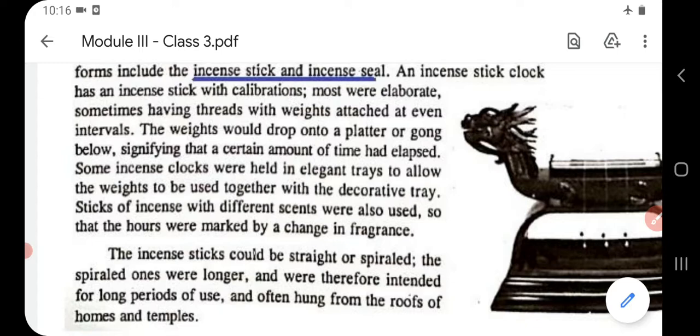Now, incense sticks with different scents, that is, with different smells, can also be used, so that the hours were marked by the change in fragrance. That is, these incense sticks are available in different fragrances, and when there is a change in fragrance, it indicates a change in hour.